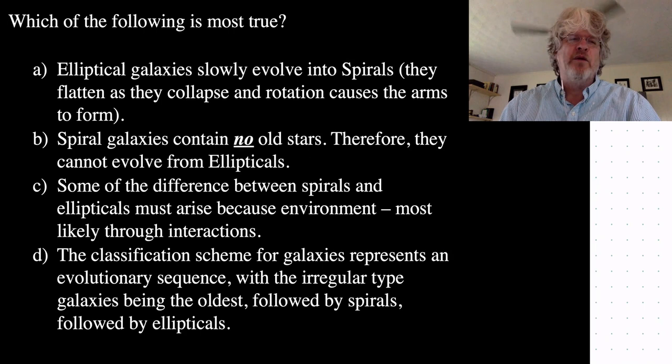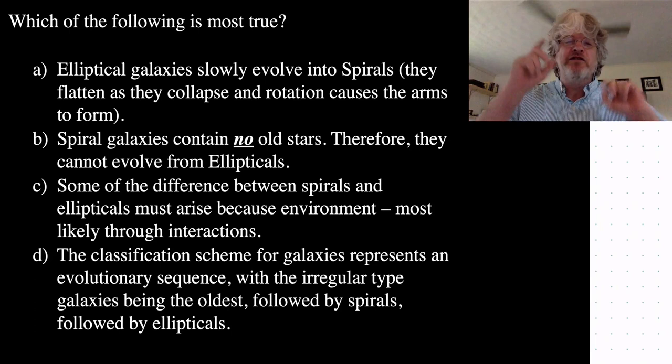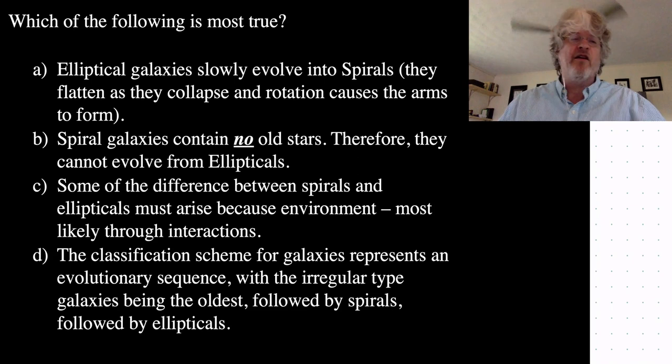And so the first question, I know you can read, but it sort of helps me if I read them too. Which of the following is most true? And so you've got four choices there. Elliptical galaxies slowly evolve into spirals. They flatten as they collapse, and the rotation causes the arms to form. Spiral galaxies contain no old stars, therefore they cannot evolve from ellipticals. And another choice is some difference between spirals and ellipticals must arise because of environment, most likely through interactions. And of course, your fourth choice is the classification scheme for galaxies represents an evolutionary sequence. And that's Hubble's tuning fork.